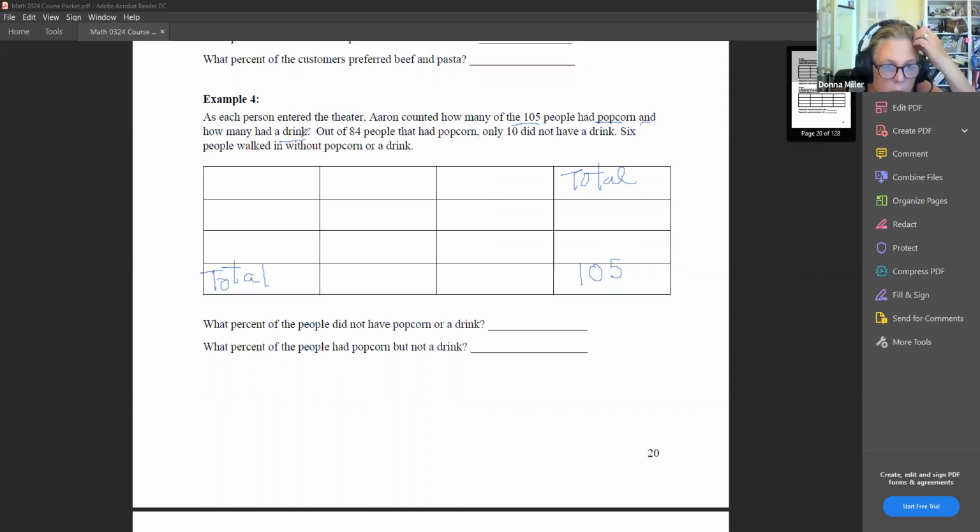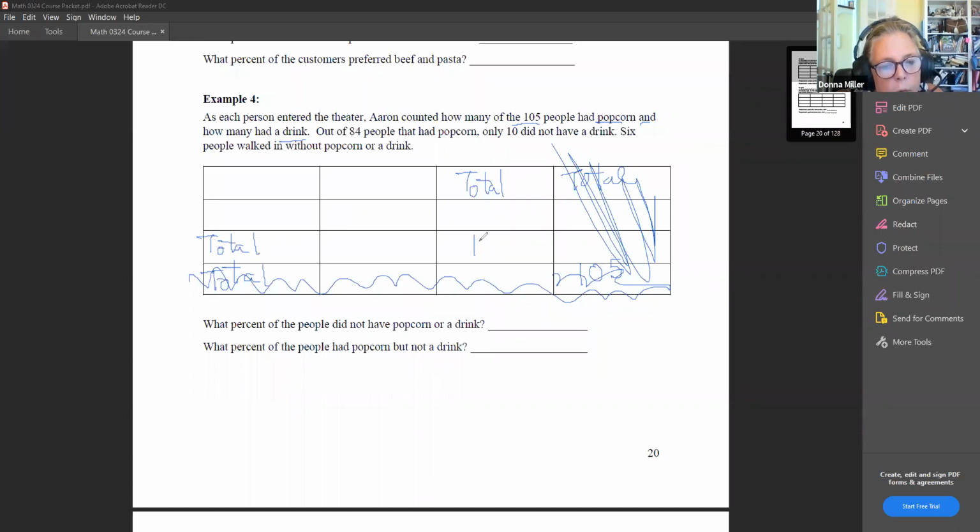And that's it, right? So I think we have too many columns here. So what we're going to do is we're going to knock off this column. All right, total. And we're going to knock off this column. We don't need that much space. So total. All right, so 105 people total. We have popcorn and drink.